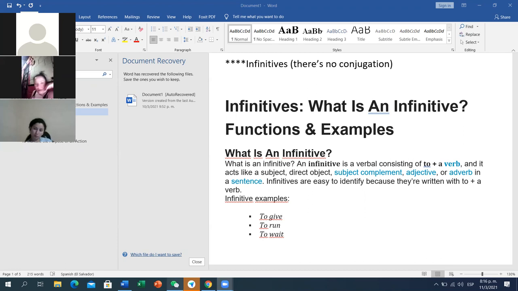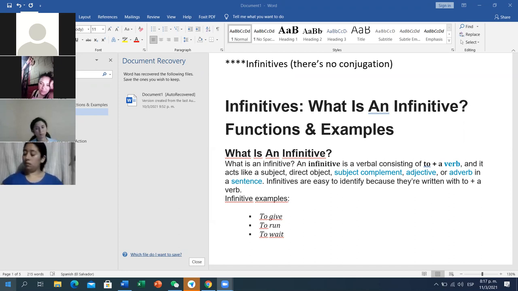Okay. What is an infinitive, function and examples? What is an infinitive? An infinitive is a verb consisting of two... Signo más, please. Plus. Plus. Yes. Plus.